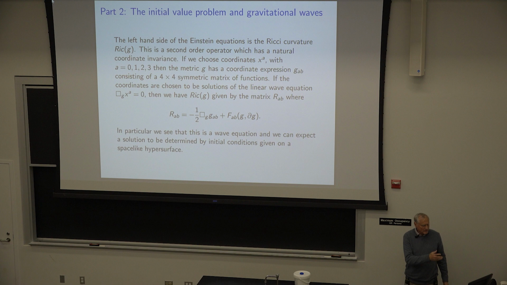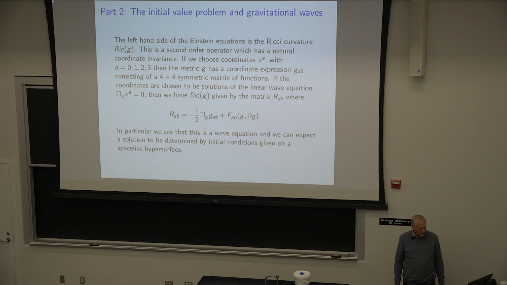The left-hand side is, as I said, the Ricci curvature. It's a second-order operator, and it's also coordinate invariant. So it has different type in different coordinate systems, but if you choose coordinates which are themselves solutions of the wave equation, they're called wave coordinates or harmonic coordinates generally. Then the Ricci tensor, the Ricci of g, is given by a matrix of functions, where the second order part is minus a half the wave operator with respect to g of the metric components of g. And then there's a nonlinear term that involves the metric and its first derivatives. So it's what's called a quasi-linear system of quasi-linear wave operators.